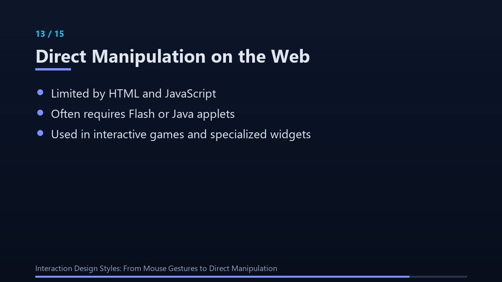Today, modern web standards such as HTML5 Canvas and WebGL have reduced the need for plugins, allowing native direct manipulation in browsers. Nevertheless, many web applications still rely on simpler interactions, and designers must weigh performance, accessibility, and cross-browser compatibility when deciding how much direct manipulation to incorporate.